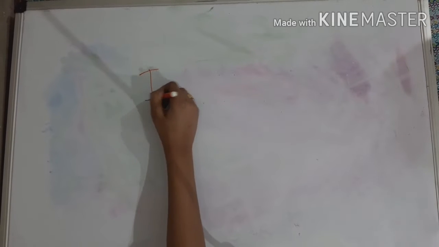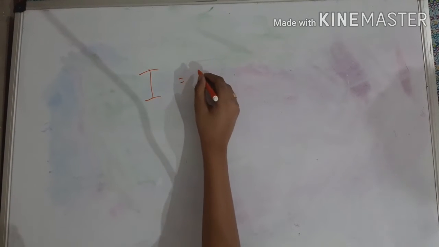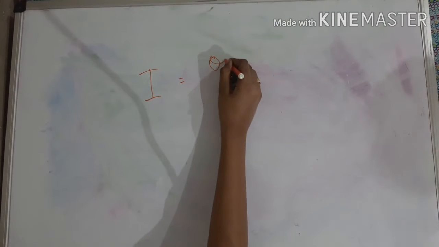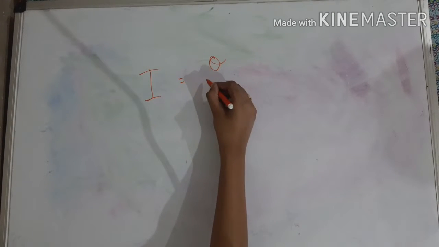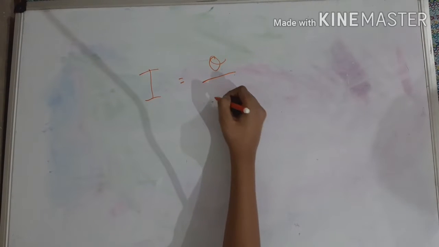Okay, so now let's proceed. Now we have to learn electric current. We have done electric charges, we have to do electric current. So what is electric current? Electric current is nothing but how much charge flows per second. So let's write this. Electric current is denoted by I. So I is equal to how much charge, that is Q, as we have learned in the previous video, flows per second, that is time.